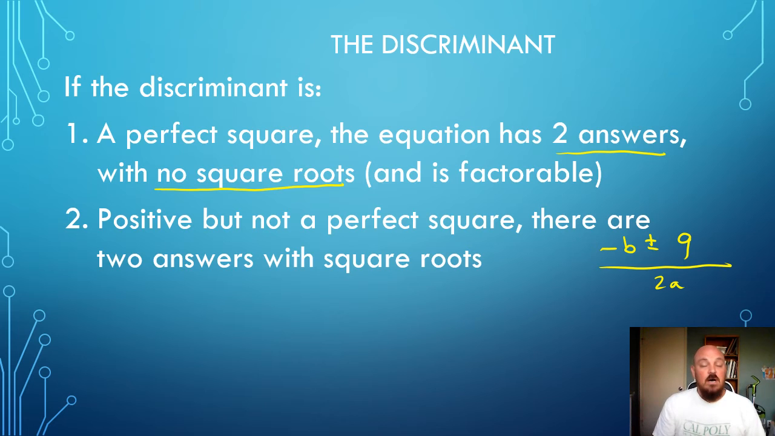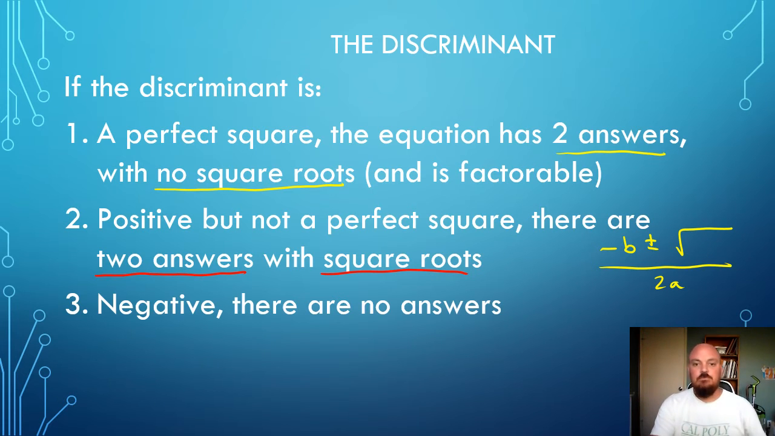Okay, so let's say we get a positive number, but it's not a perfect square. So let me go back to what I had before, where we had our blank square root here. And let's say I get like 7. Well, 7 is not a perfect square, so the square root there is not going to disappear. It's still going to be part of your answer. So you're going to get two answers again, and this time they are going to have square roots in them. Now, the reason for both of these that you get two answers is because of this plus or minus right here. Remember, a plus or minus means two answers, one with a plus and one with a minus.